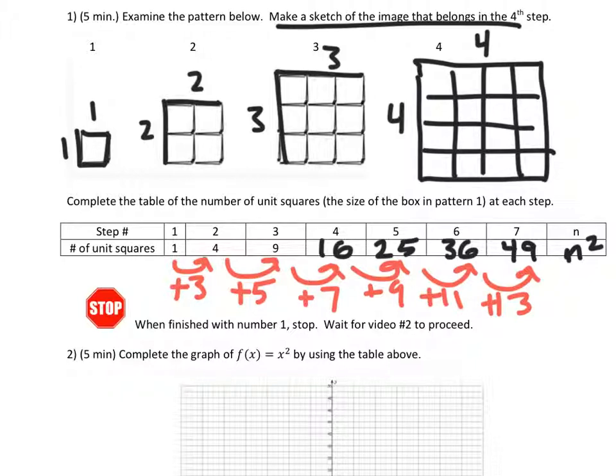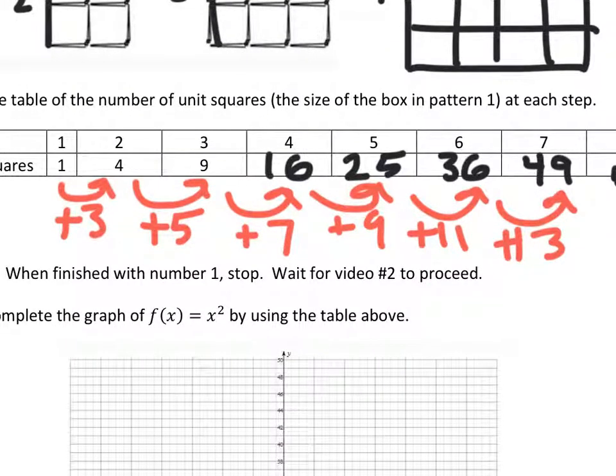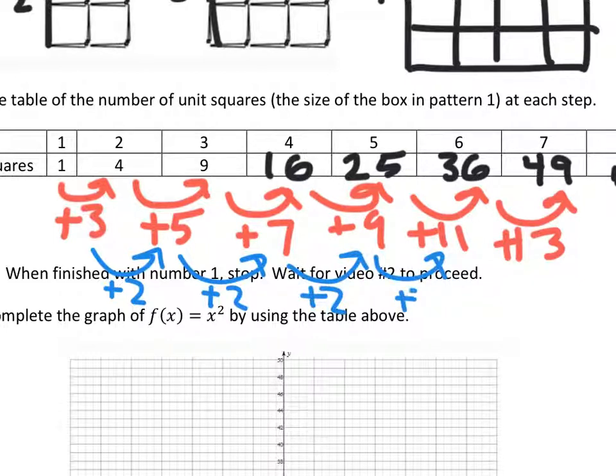Well, it's clearly not a linear change. I'm not increasing by the same amount every time. That's for sure. But there is very much a pattern in the differences, just like there's a pattern in the differences for a linear function. A linear function would go up by the same amount every time. But for this function, from 3 to 5, I went up 2. From 5 to 7, plus 2. 7 to 9, plus 2. 9 to 11, plus 2. And 11 to 13, plus 2.